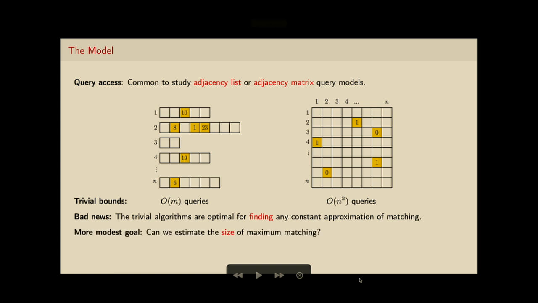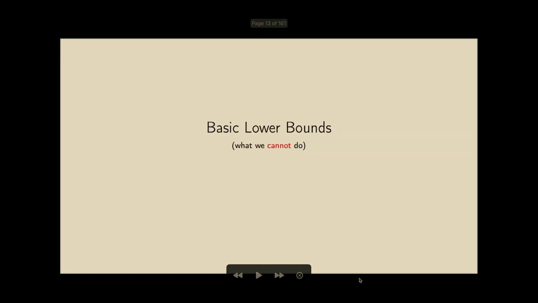However, let's focus on the more modest goal of just estimating the size of the maximum matching instead of returning the edge set of the matching. And for this problem, you can actually do non-trivial things, and the problem becomes super interesting. So today, I'll only focus on the adjacency list model. But pretty much many of the algorithms I mention also translate to the adjacency matrix model, just assuming that the matching is large enough. OK, so let's see some basic lower bounds.